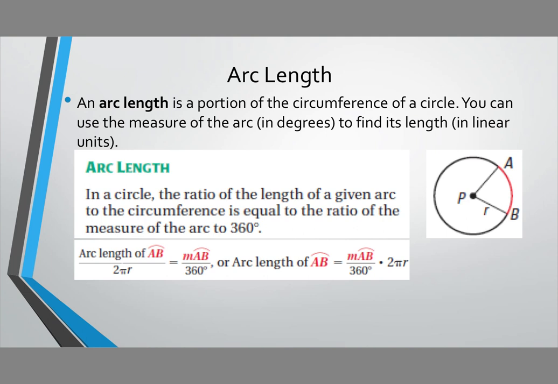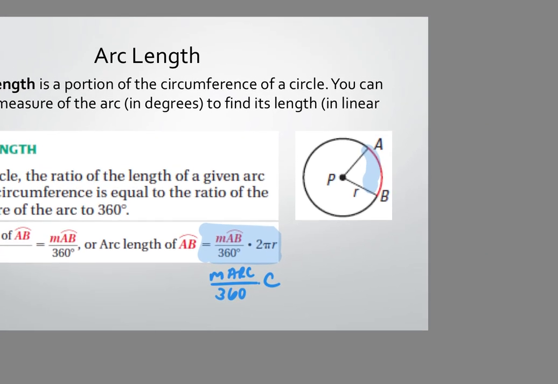You are going to take the arc measure, so the degrees of the arc, which we've been doing from last chapter, put it over 360, and then multiply it times the circumference. So this is the formula you want to know. Measure of the arc over 360 times 2 pi r, or the measure of the arc over 360 times circumference, if it gave you that, or the measure of the arc over 360 times pi d. All of those are interchangeable.